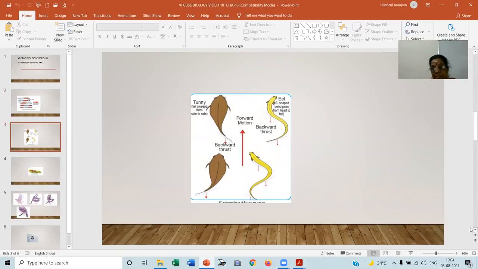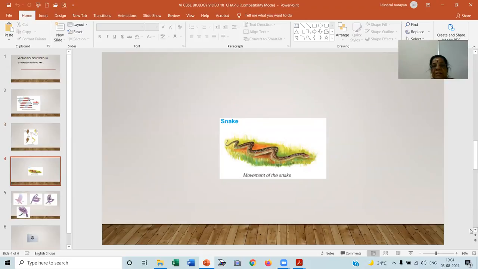Then this is movement in fish. Fish swim in water. And its characteristic feature, it has a streamlined body and presence of pectoral fin in the front, pelvic fin in the back, and the tail fin or the anal fin. Now what you are seeing here, it is different types of fishes, and all of them show forward movement. I hope you understand.